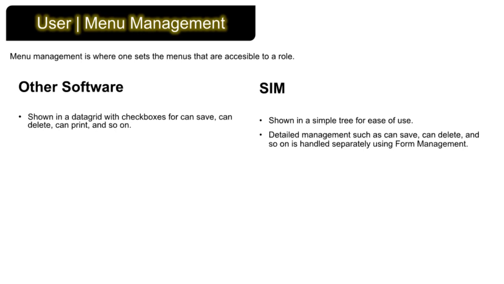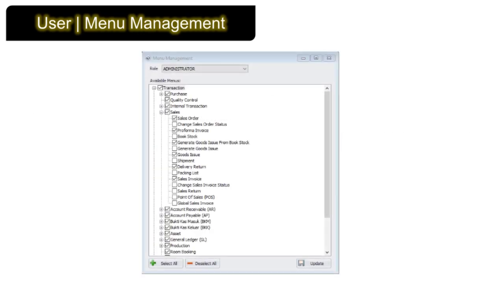The action rights, such as can save, can edit, can delete, and so on, are handled in a separate feature called form management. This is the sample view of menu management in SIM. For example, if you want a role to access all menus under sales transaction, just click the sales and you will be prompted whether you want to check all its children. When you are done, you can just click the Update button on the lower right corner.